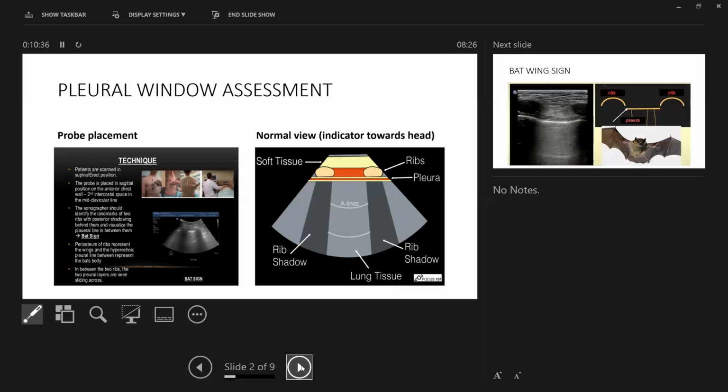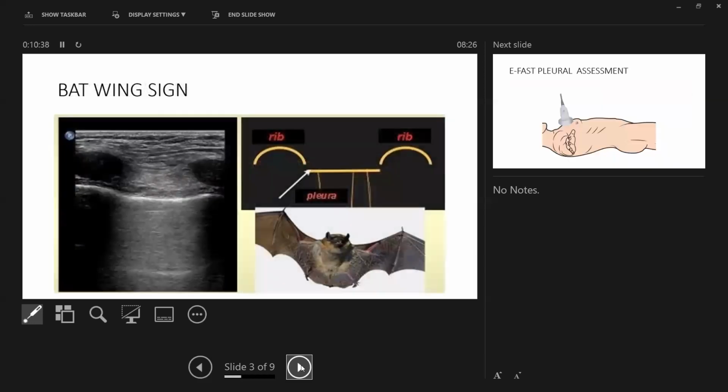Now, specifically, when we're looking to make sure that we are going to see the right thing, we look for something called the bat wing sign. So going on our diagram before, we have skin, soft tissue, two ribs, pleura, rib shadows, and here we see all the A lines. Can you see all of them replicated over there? So that's how we know we're in the right place. And they call it the bat wing sign because that's what it looks like, a bat wing.